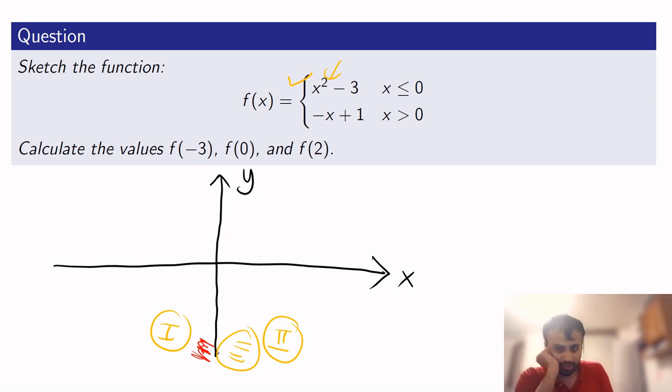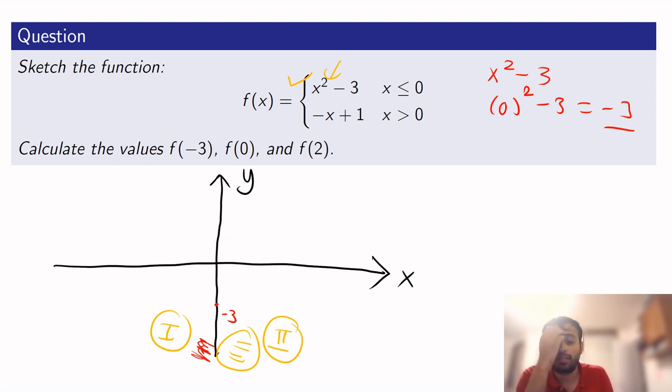But let's just plug in the value. Let's see what the value of this expression is at x equals 0. If you just plug in x equals 0 here, what you will get is 0 square minus 3, which is minus 3. So when x equals 0, the value of y is minus 3. So this graph is somewhere around here. This is the value of minus 3.